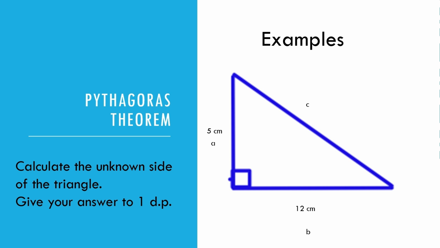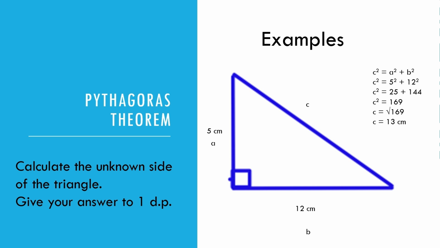C square equals A square plus B square. C square equals 5 square plus 12 square. C square equals 25 plus 144. C square equals 169. C equals square root of 169. C equals 13 centimeters.